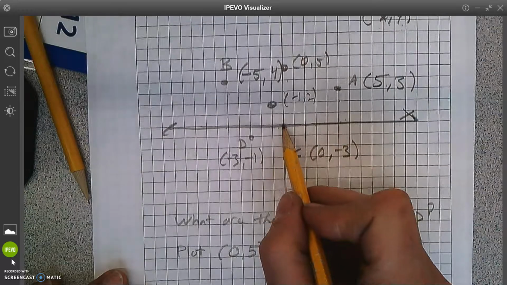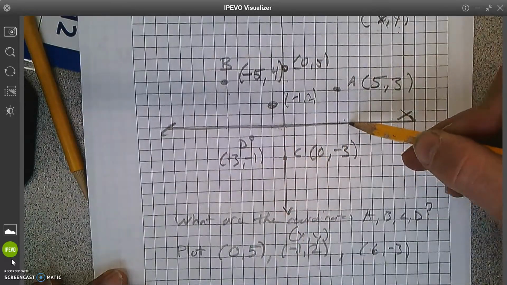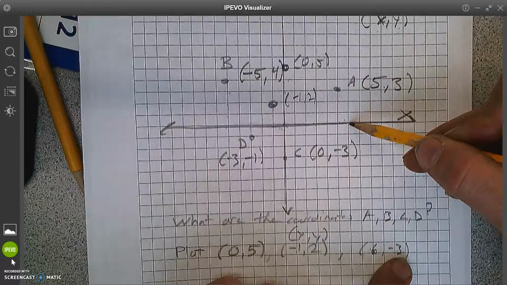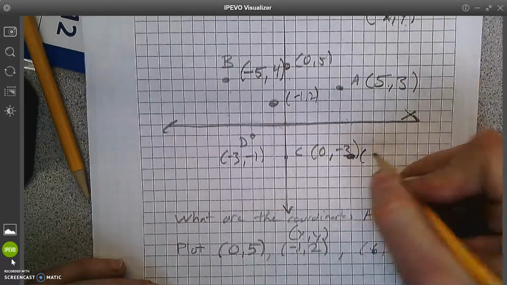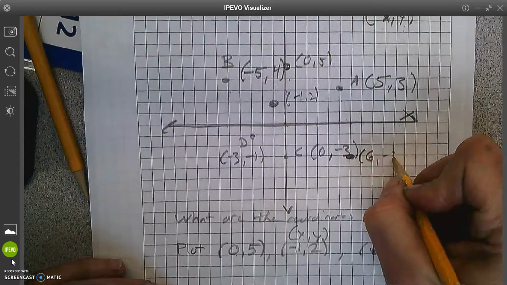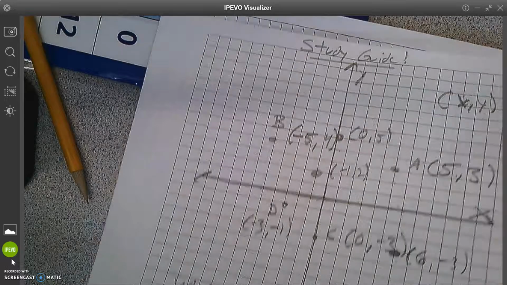Remember, we go left and right first. So I'm going to go right 6. 1, 2, 3, 4, 5, 6. And then down 3. 1, 2, 3. Right here at this point is 6, -3. There we go. Nice job. Okay, so that's plotting points. We got that. What else do we need to know?